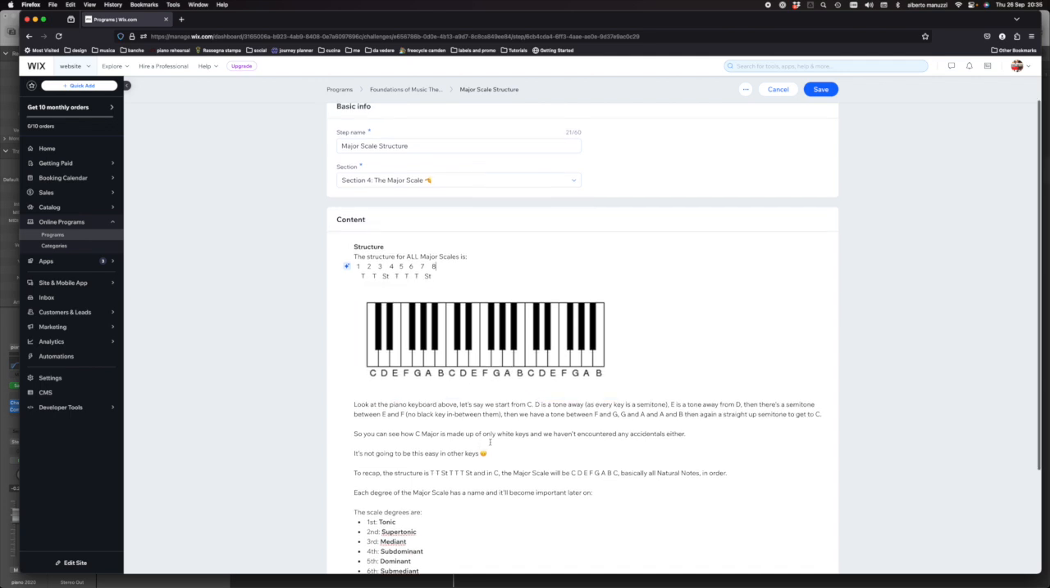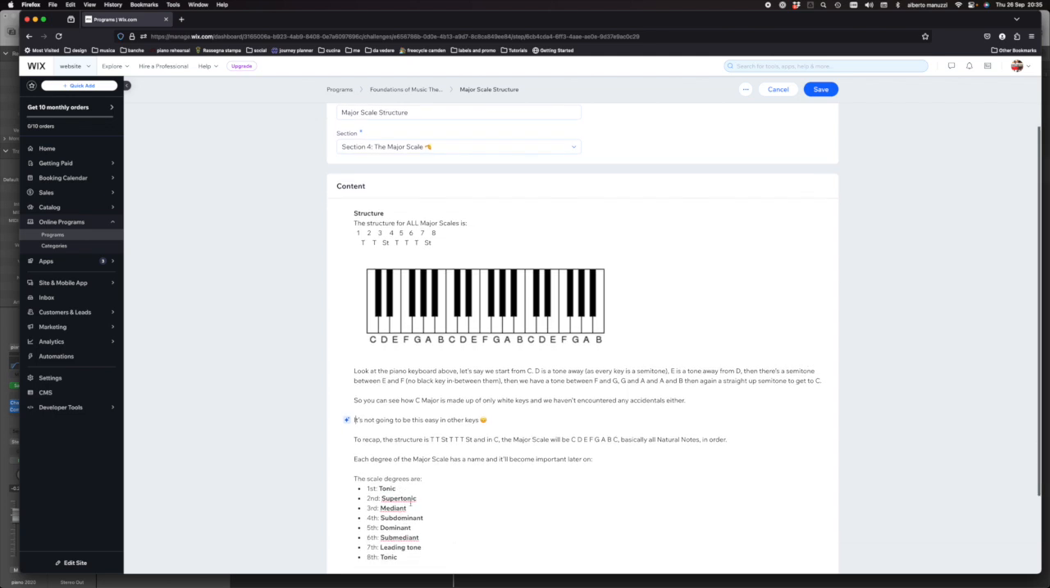And that structure is, if we lay down the grades of the scale, 1 to 8, 8 being the octave, the repetition of the root note or the tonic, as we say in the scale degrees: tonic, supertonic, mediant, subdominant, dominant, submediant, leading tone, and tonic again.